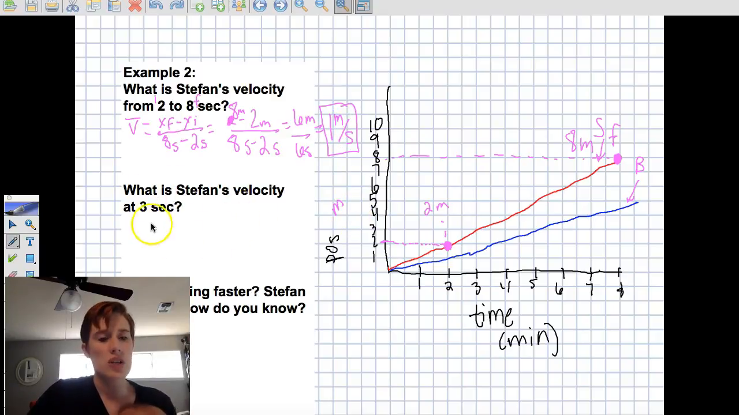Okay, this next question is a variation of what we just did. I said, what's Stefan's velocity at 3 seconds? I've given you his final time, but I didn't give you his initial time. Do you remember what I said about if I don't give you your initial time, what are you supposed to assume? You're supposed to assume it's 0. So let's go ahead and do that. Here's our velocity. His initial time was 0.